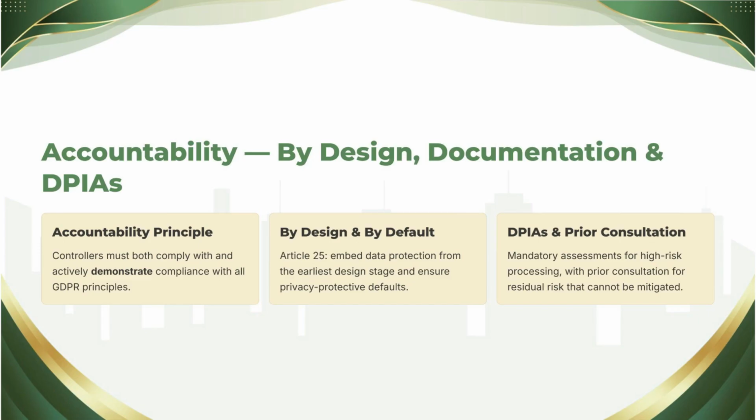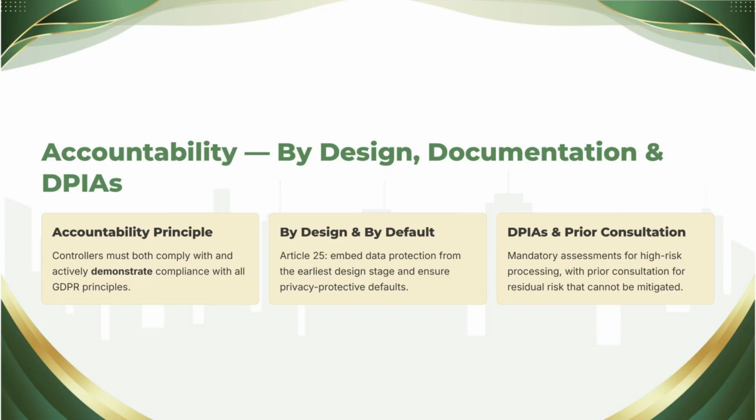We begin with the accountability principle itself. Article 5.2, the short sentence that transformed data protection from a rule book into a governance discipline. Then, the design obligations of Article 25. Data protection by design, building privacy into systems from the first sketch, and data protection by default, ensuring the out-of-the-box settings protect people who never touch a single option.